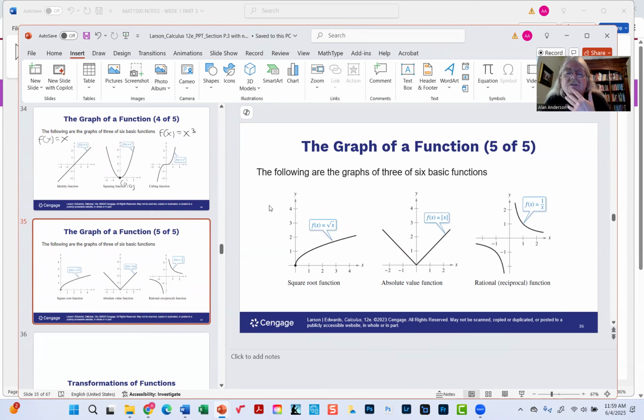The one on the far left is the square root function. You notice how it starts at the origin, and then it increases relatively slowly. The one in the middle is our old friend, the absolute value function, and it is two straight lines. This is the line y equals x. This is the line y equals negative x. And they are joined here at the origin.